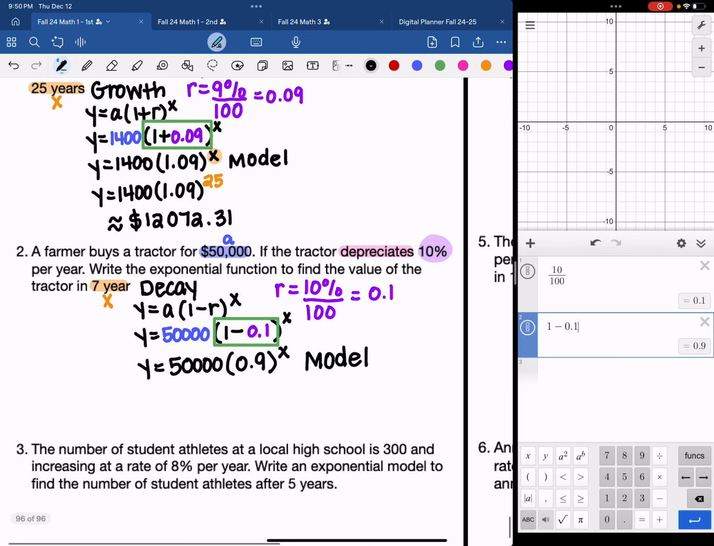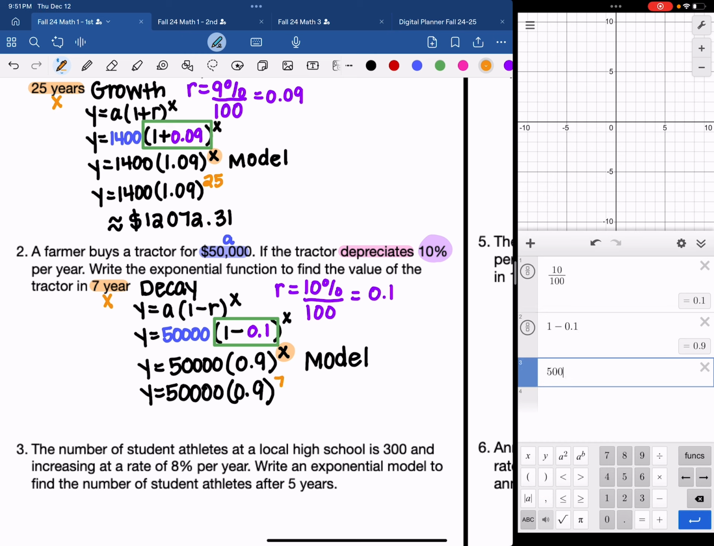All right, so now I want to use that model, and I'm going to substitute in for x to calculate how much this tractor is going to be worth after 7 years. So if the value of the tractor is going down, so if we started at 50,000, the value that we get should be less than that. So I'm going to say 50,000 times 0.9, and I'm going to raise that to 7. So the value of my tractor is now approximately worth $23,914, and we'll say about 85 cents.